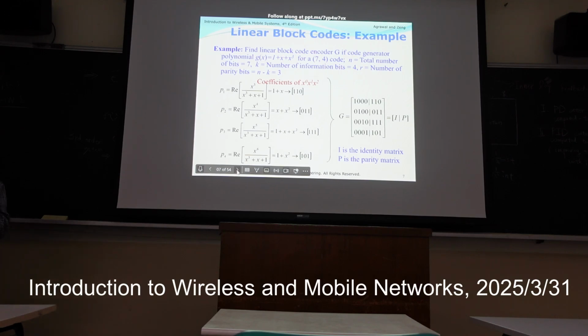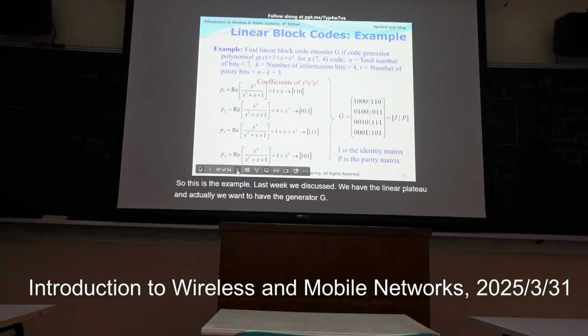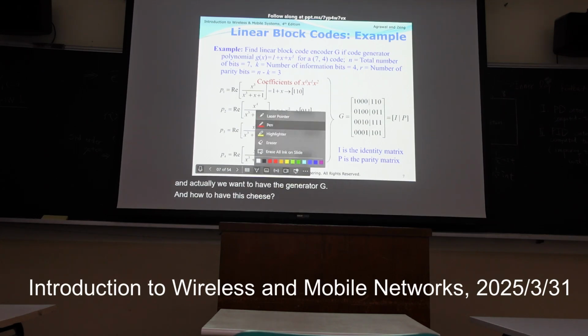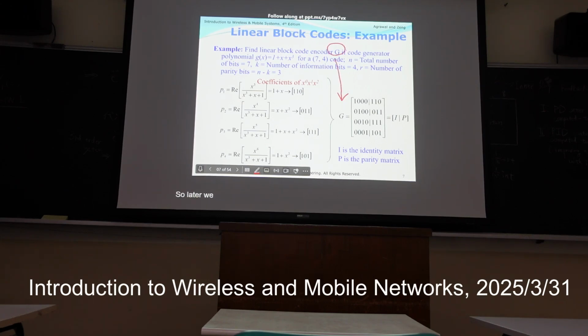So this is the example we discussed last week. We have the linear block code, and we want to have the generator G. And how to have this G? Later we will write this G. But currently, if we want to have the G, in fact we need to have the co-generated polynomial.